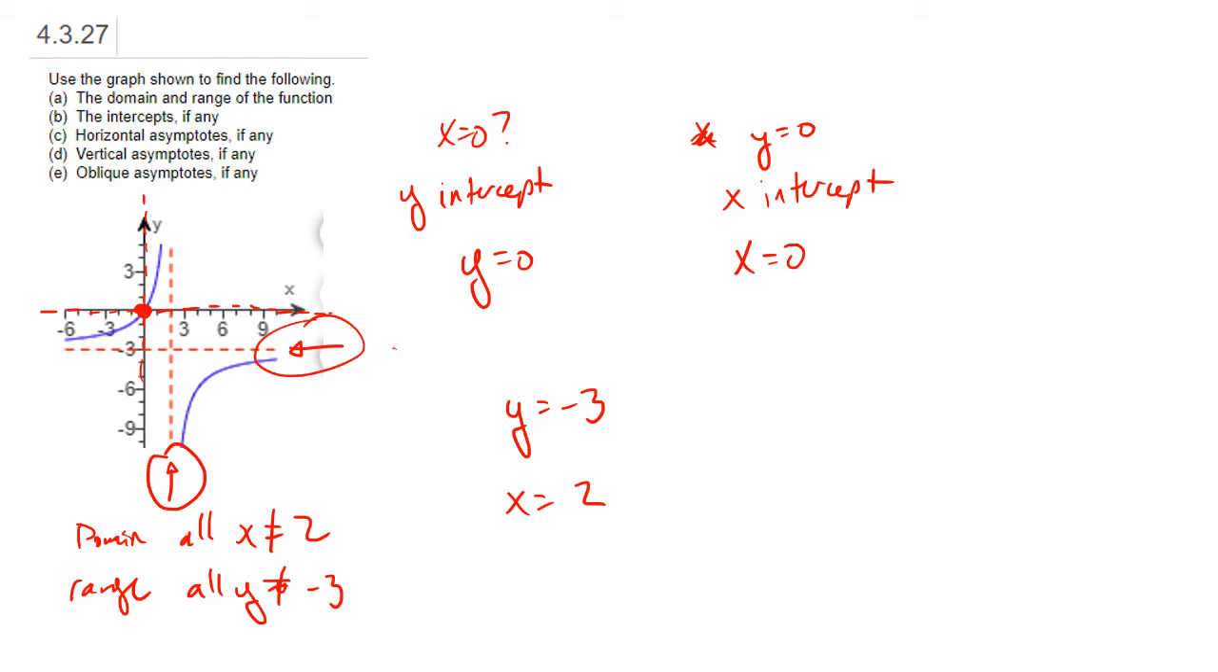Oblique asymptotes, there are none. If there is a horizontal asymptote, there is not an oblique asymptote, and if there is an oblique asymptote, there is not a horizontal one. So between these two questions about finding horizontal and oblique asymptotes, you will always be doing one of them, but not the other. So there are none for this picture. Okay, moving on.